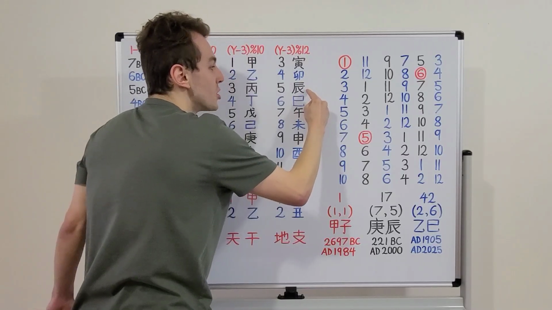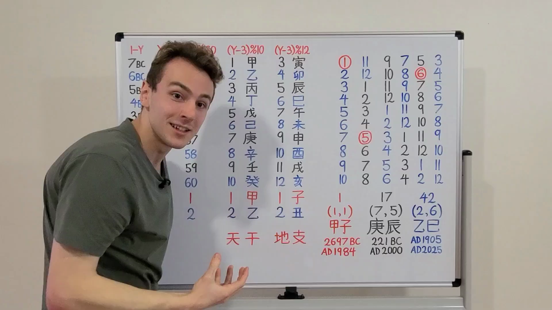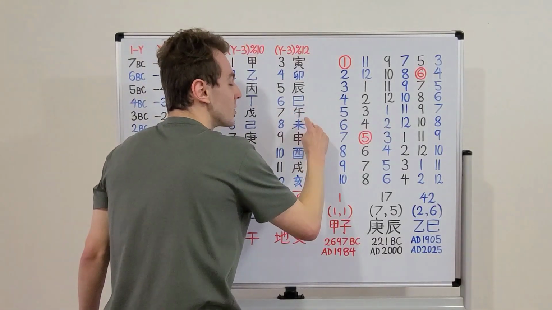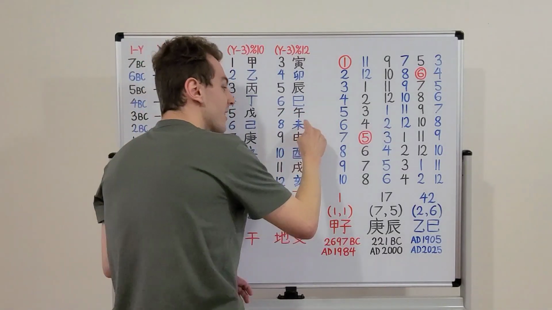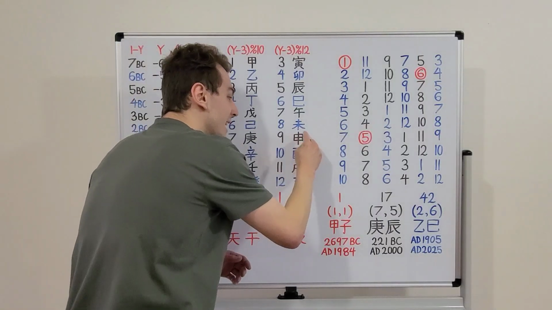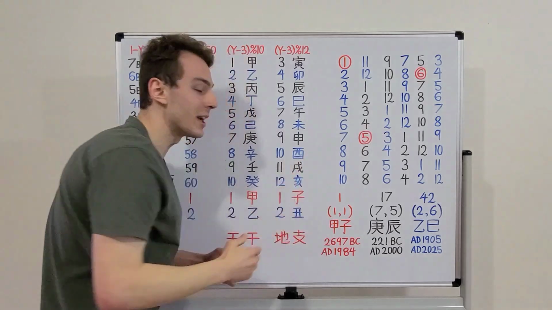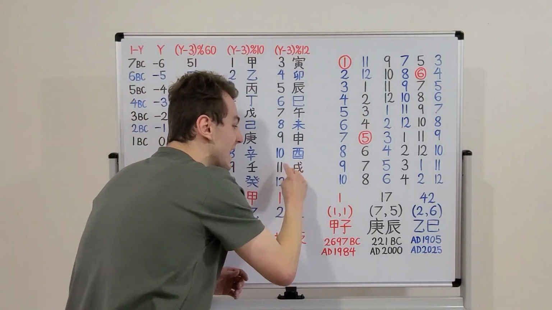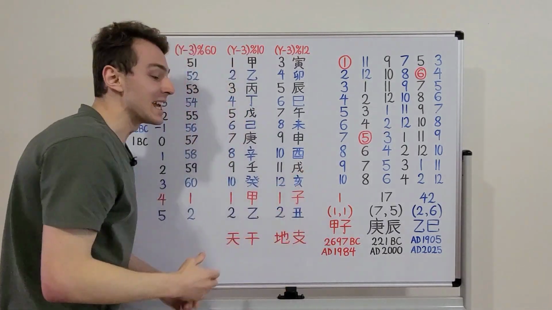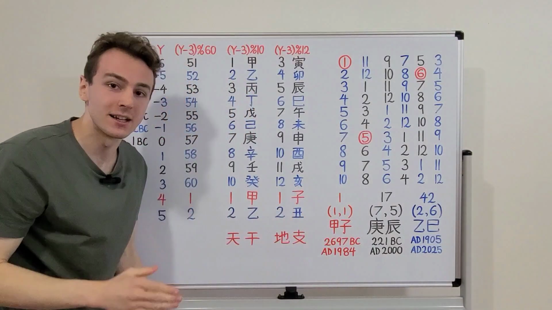The fifth corresponds to a dragon. The sixth corresponds to a snake. The seventh corresponds to a horse. The eighth corresponds to a goat. The ninth corresponds to a monkey. The 10th corresponds to a rooster. The 11th corresponds to a dog. And finally, the 12th corresponds to a pig.